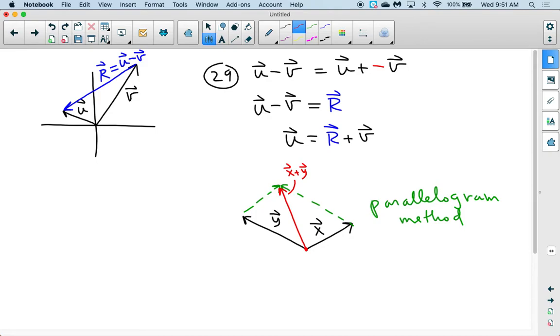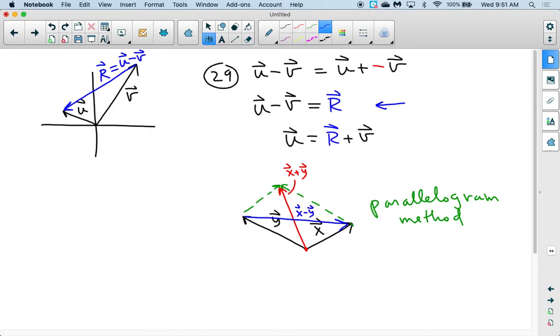Well, what would x minus y be? Go back and look here to help you understand this. X minus y would be the vector that you would add to y to get x. Come back here and look at the parallelogram. We have y. The vector that I would add to y to get x is this guy. This would be x minus y.